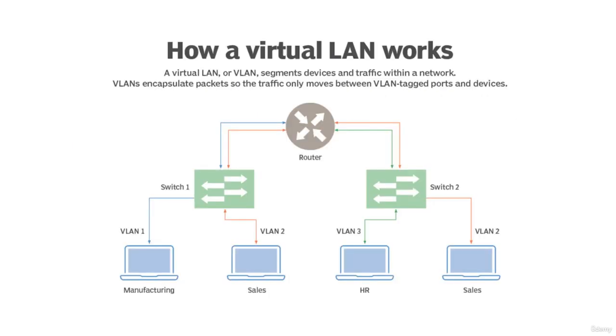A virtual LAN, or a virtual local area network, VLAN. This enables the segmentation of devices or endpoints within a network, delivering better security and management through virtual segmenting of traffic. VLANs tag network traffic at layer 2, encapsulating the packet so that the traffic only moves between the VLAN-tagged ports and devices. Now, up to 4,000 VLAN segments can be supported on a network.